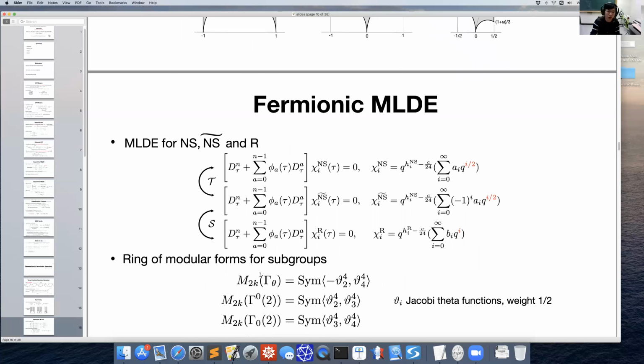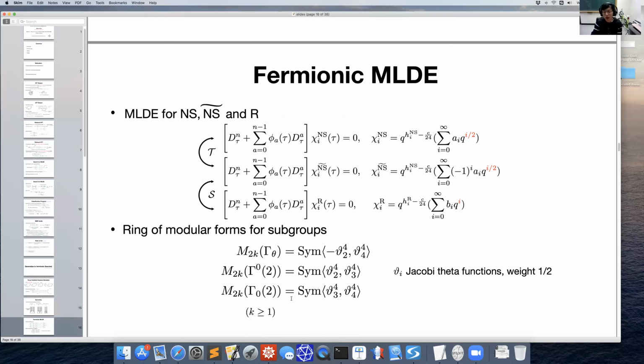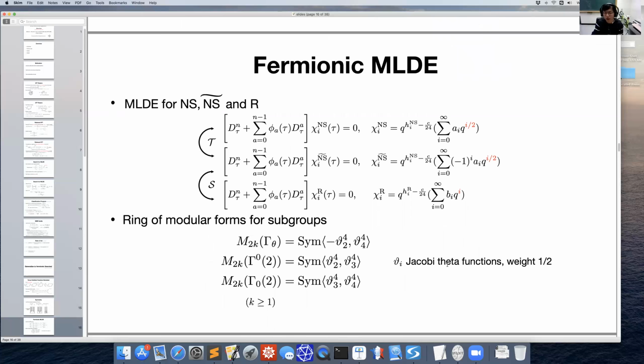We also need to understand the ring of modular forms for the different subgroups, and here I give you the result. Here the theta i's are Jacobi theta functions of weight 1/2. And as an important remark, compared to the bosonic case, here we can have modular forms of weight 2. It is not the quasi-modular form E2. It is a genuine modular form under those subgroups. That's an important difference.